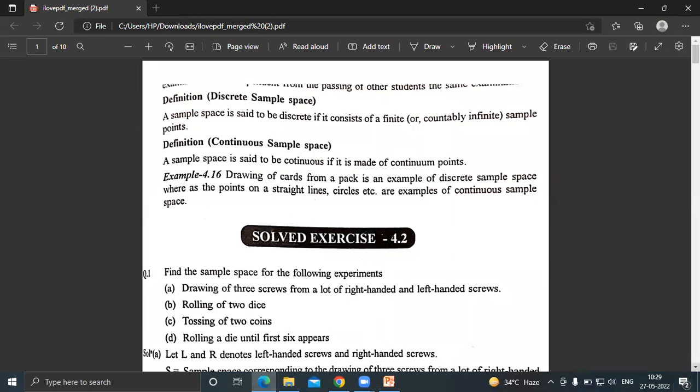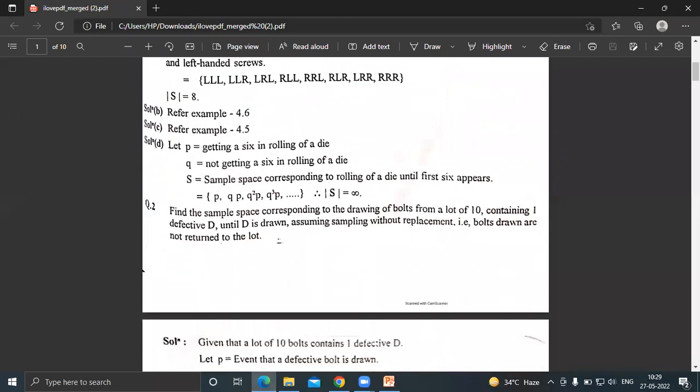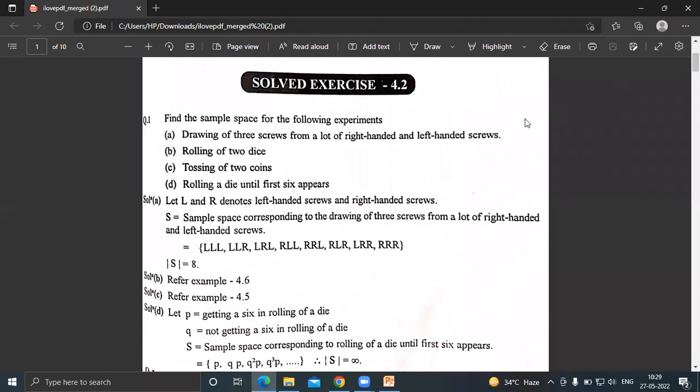So check here one question. Find the sample space for the following experiment. Drawing of 3 screws from a lot of right-handed and left-handed screws. Then another is rolling of 2 dice. Then another is tossing of 2 coins, then rolling a die until the first 6 appears.